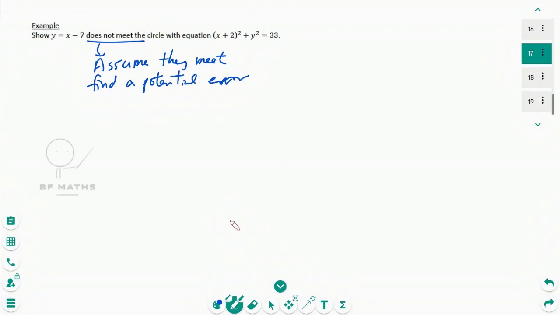Okay, let's have a look. So we assume they meet. We're going to make this equation 1, make this equation 2, and substitute 1 into 2. You'll be thinking, oh, why are you so lazy making equation 1 and 2?